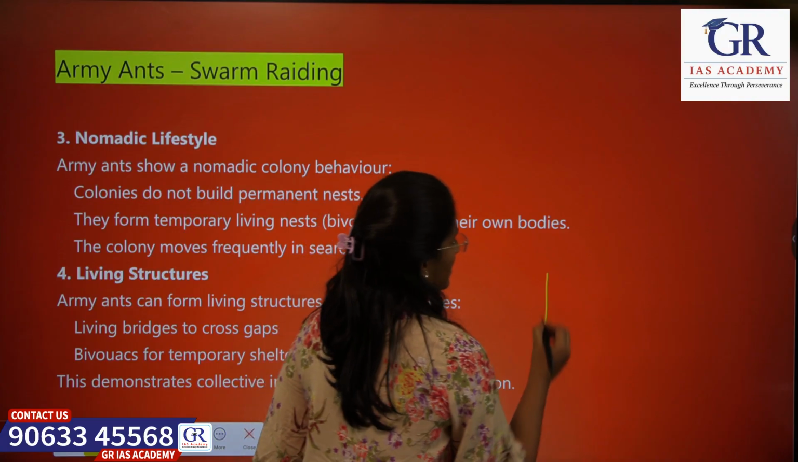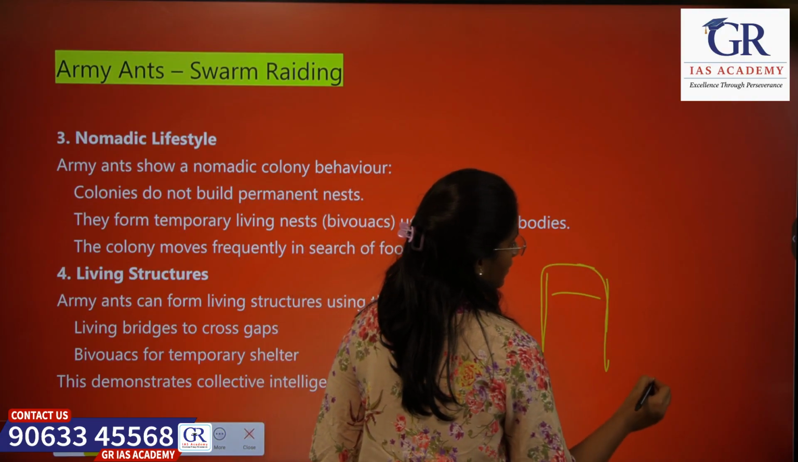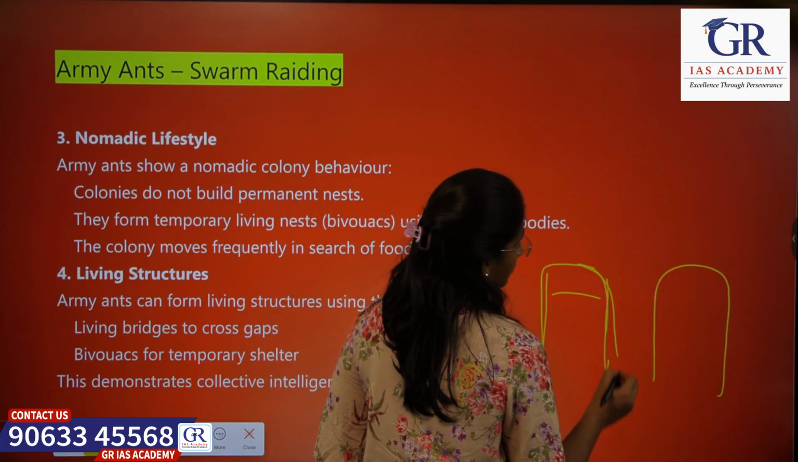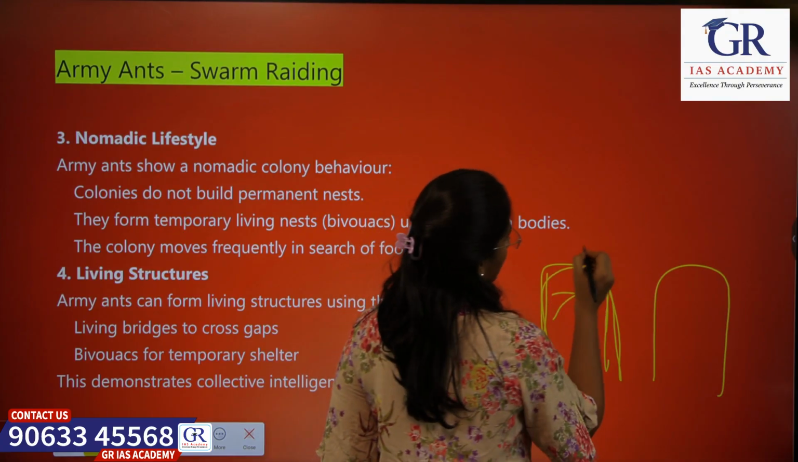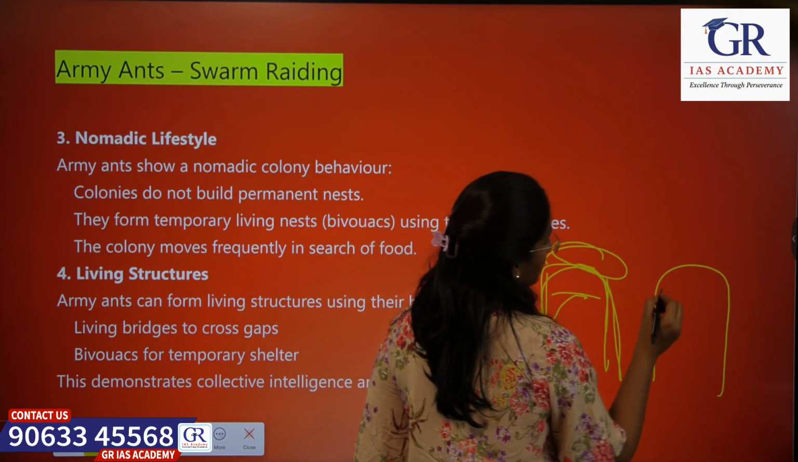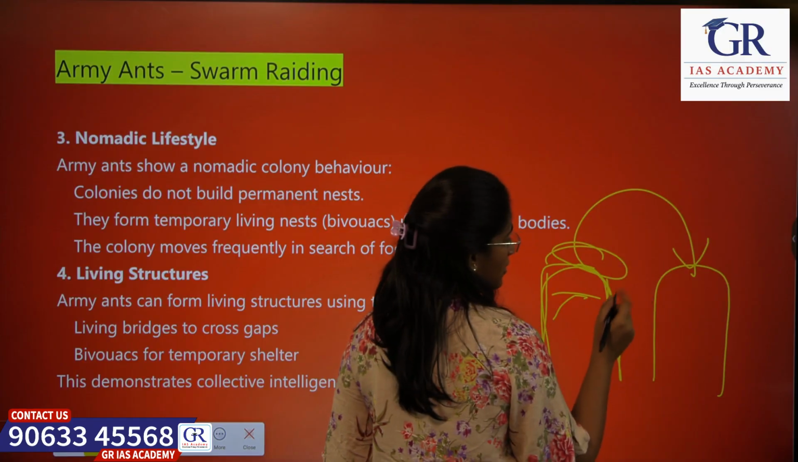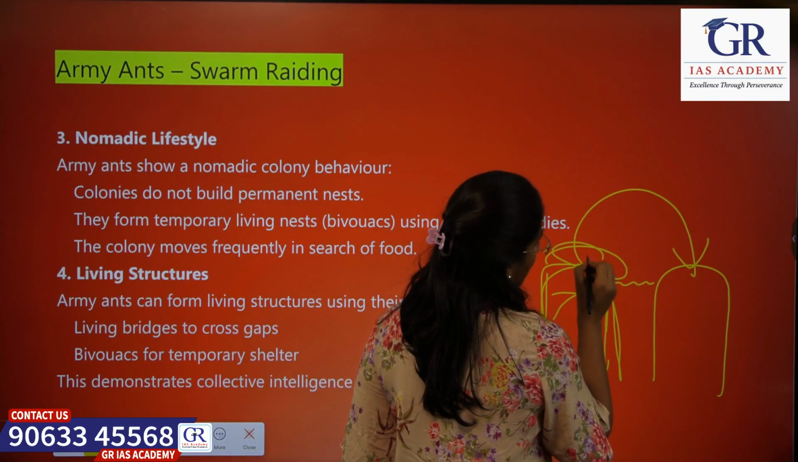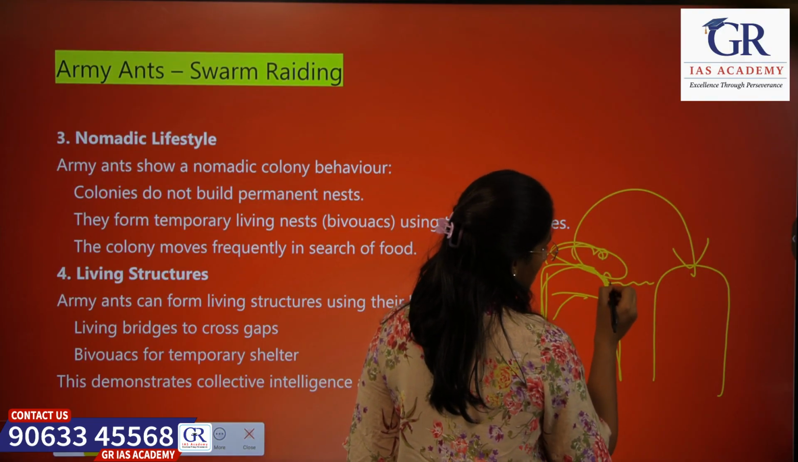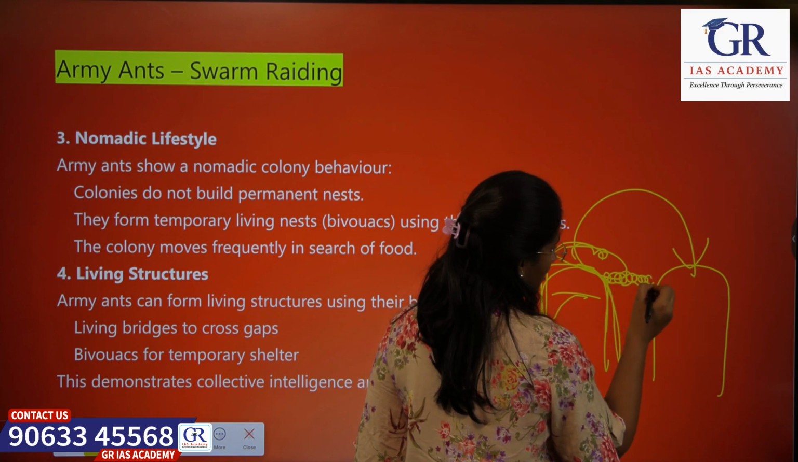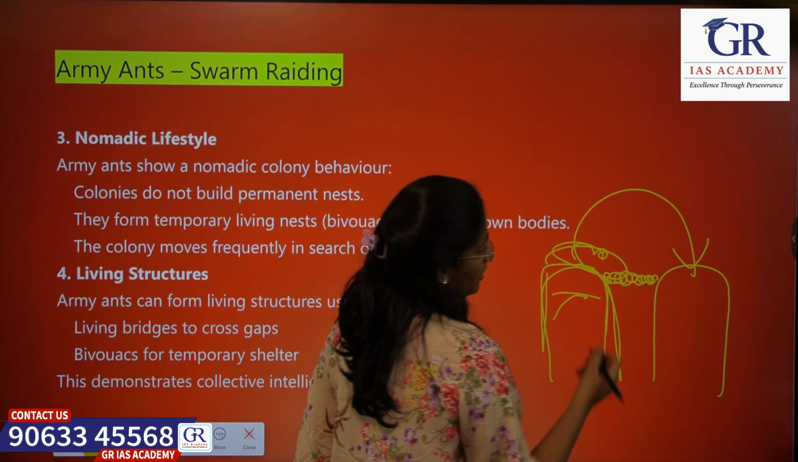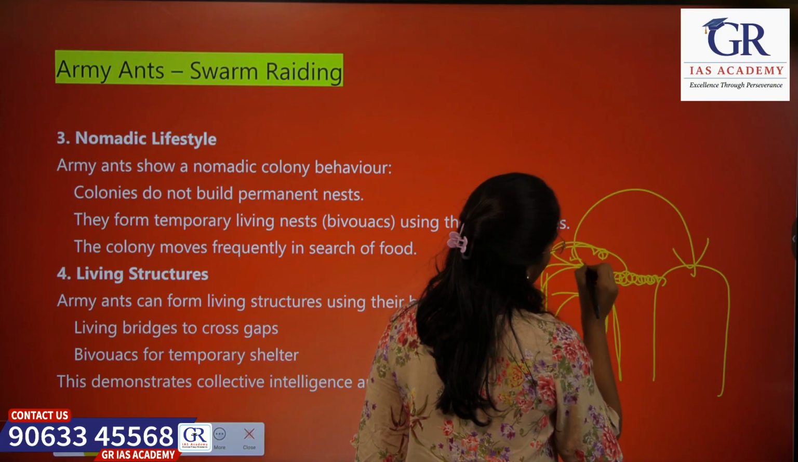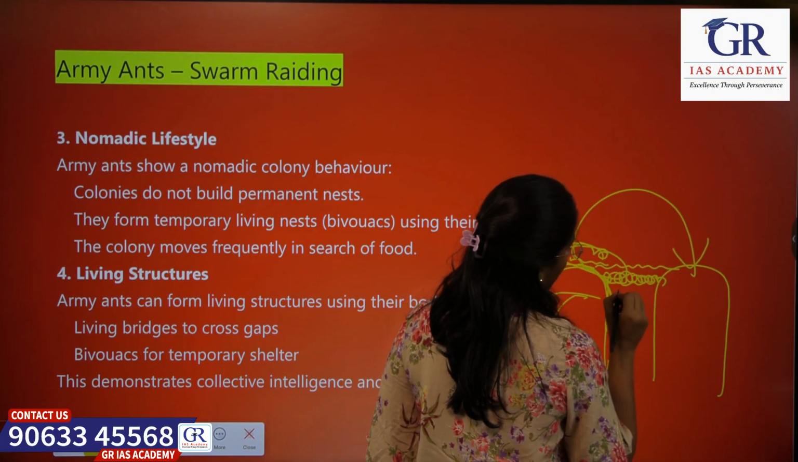Okay. Let's say there are two mountains here. Our army ants are present here. They want to go on this mountain, but there is a gap. So what they do with their own bodies, they will create a living bridge. There will be thousands of ants, right? They will create a living bridge and all other ants will move like this.